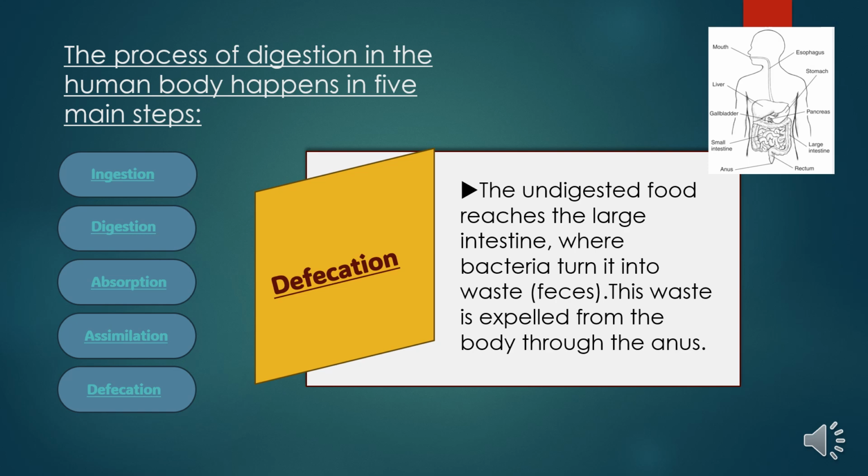5. Defecation, the undigested food reaches the large intestine, where bacteria turn it into waste, feces. This waste is expelled from the body through the anus.